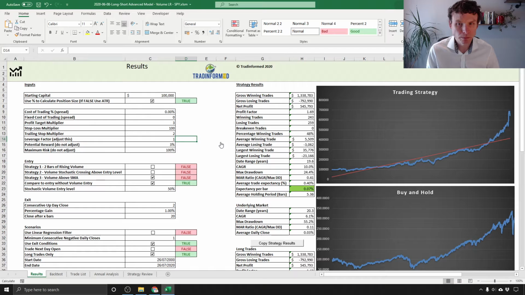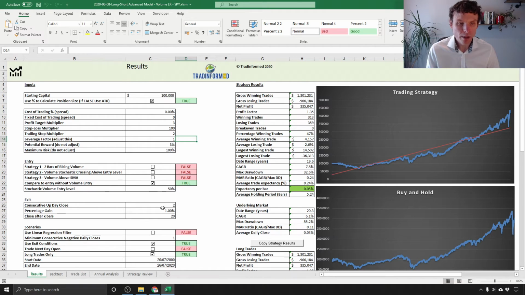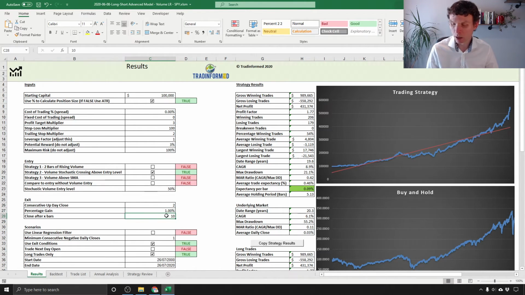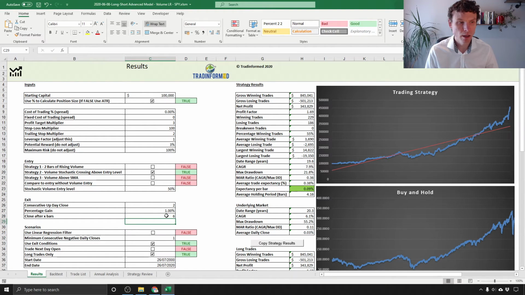Now, I've already shown you what this looks like in the entry with all the other conditions being the same. Now, the last comparison I'm going to look at here is how reducing the time the trade is open can improve profitability. So we've got here a close after 20 bars, and that corresponds to a holding period of about 6 days. Now, if I was to reduce this from 20 to 10, you can see our net profit increases and expectancy per bar. All things being equal, I want to hold the trade for as little time as possible.